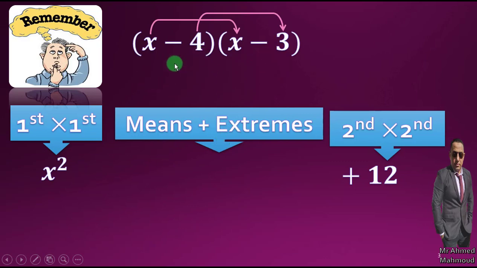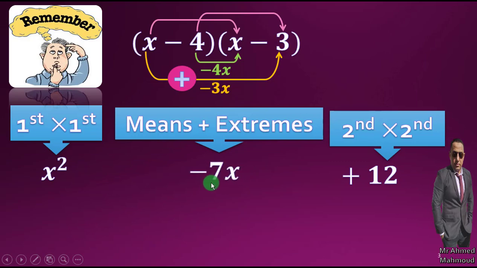Now we are going to multiply the means. Negative 4 times x equals negative 4x. Now I'm going to multiply the extremes. x times negative 3 equals negative 3x. And then I'm going to add negative 4x plus negative 3x to get the middle term here, which is equal to negative 7x. By looking carefully at what happened: here I have x minus 4, a binomial, times x minus 3, another binomial. The result is x power of 2 minus 7x plus 12. This is what is called a trinomial.